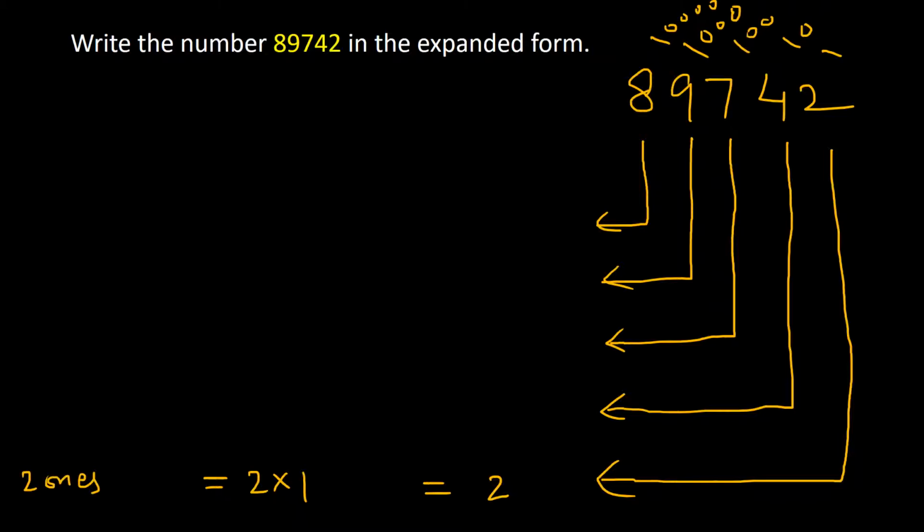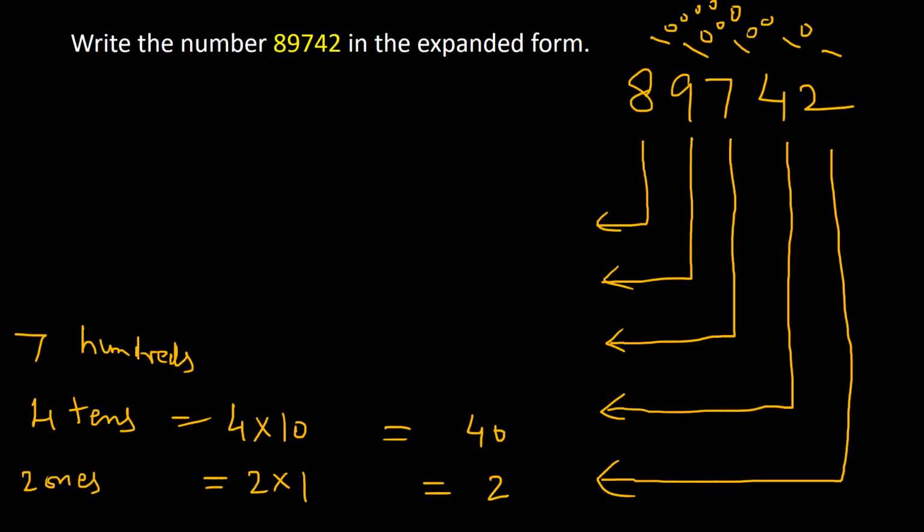The next digit is 4, which occupies the position of tens. So I can write it as 4 tens, which means 4 into 10, because 4 tens implies that there are tens 4 times, 10 plus 10 plus 10 plus 10, which can be written as 4 into 10, which then becomes 40. The third digit is 7, which occupies the position of hundreds. So that means there are 7 hundreds, which can be written as 7 into 100, which is 700.